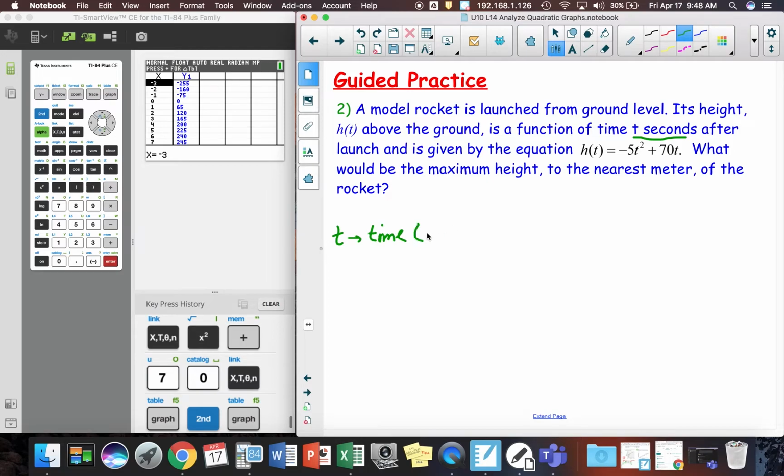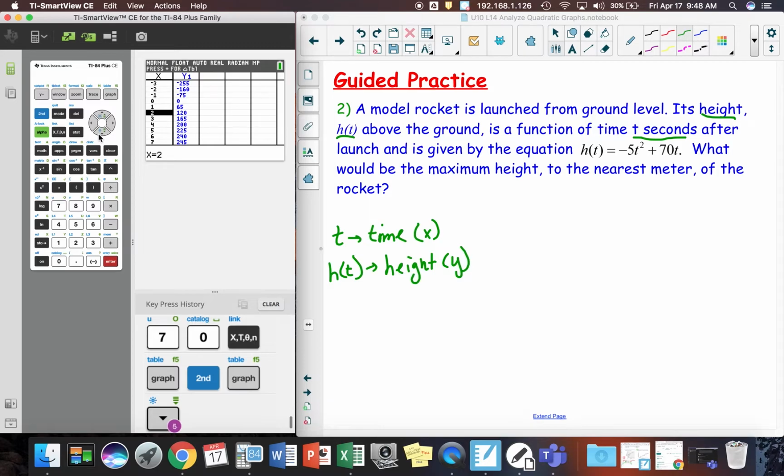And remember, we're going to use x for this. H of t is height. And it says that right here. Height. And for this one, it's actually going to be y, because when we type into the calculator, h of t is the same thing as y. So we want to find the maximum height here. So we're just going to look at the y values and see where it peaks.